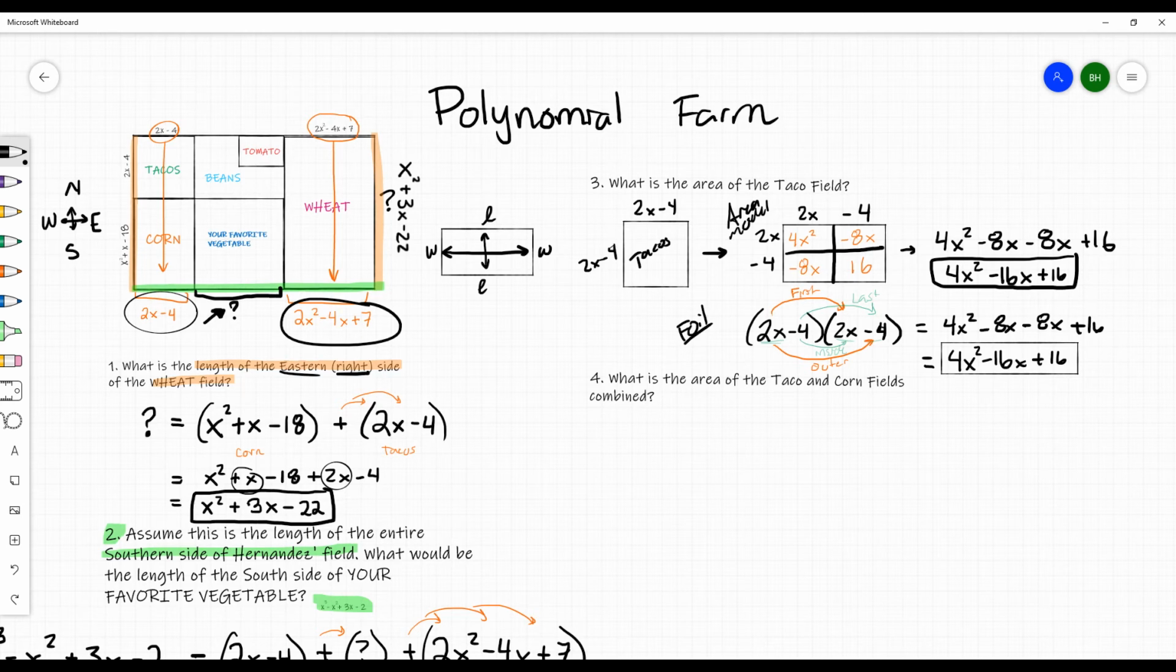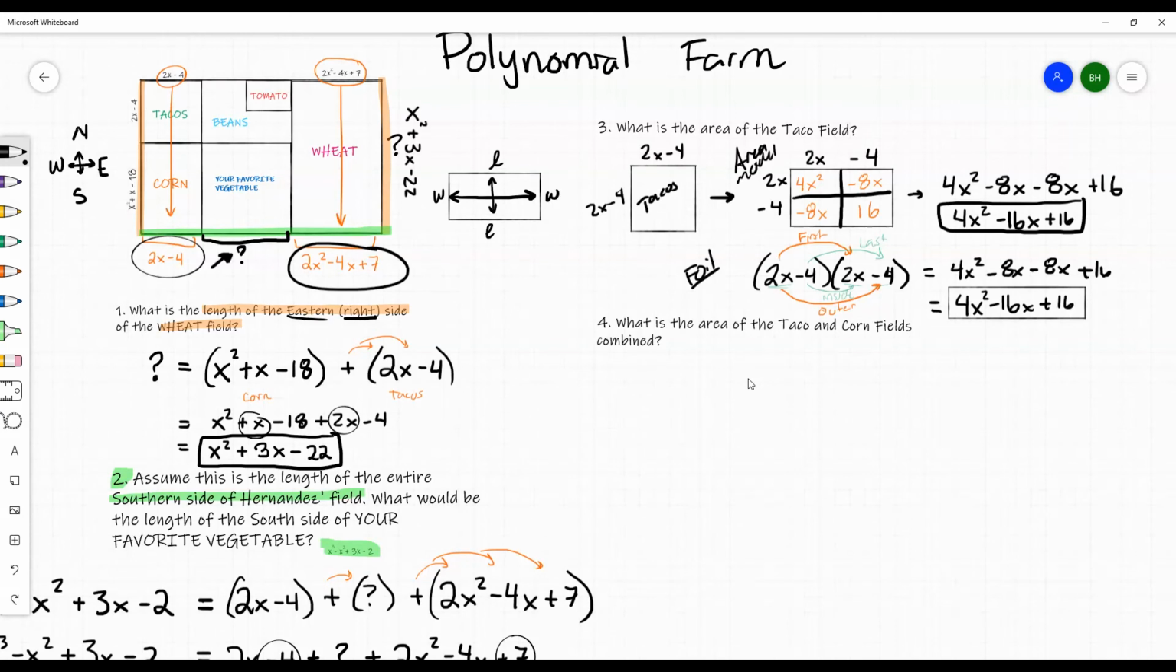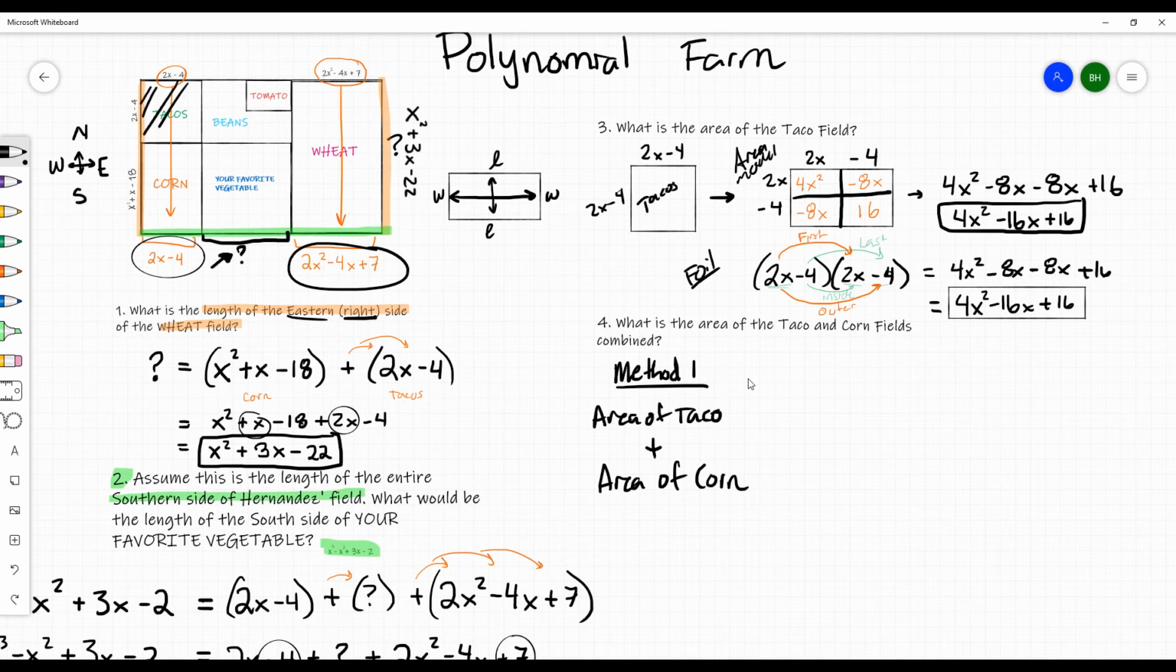Number 4, there's two ways to also do this one. This says, what is the area of the taco field and the cornfields combined? Well, the first way, so I'm going to call this method 1, you could find the area of the tacos plus the area of the corn. Because you know all of these lengths, we just found the area of the tacos up here. So then you can just multiply it out, find the area of the corn, and then add those together. That would work out, and you'd get your right answer. For this case, though, I'm going to go to method 2.